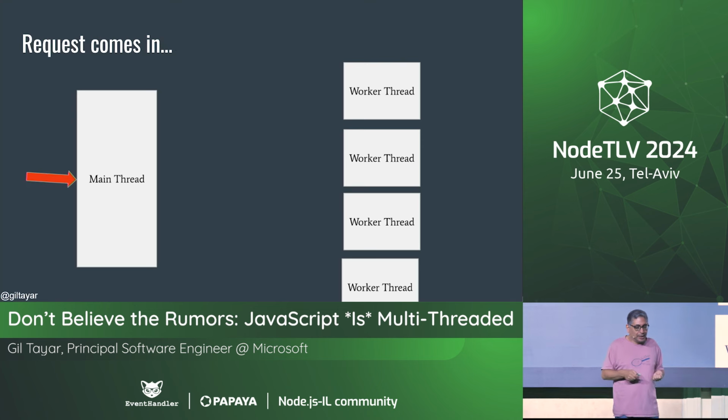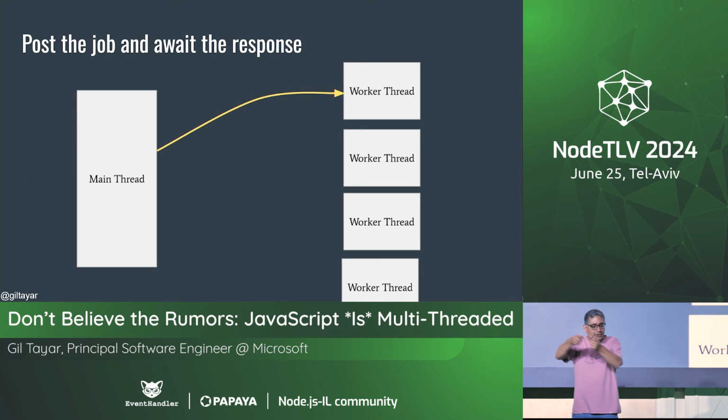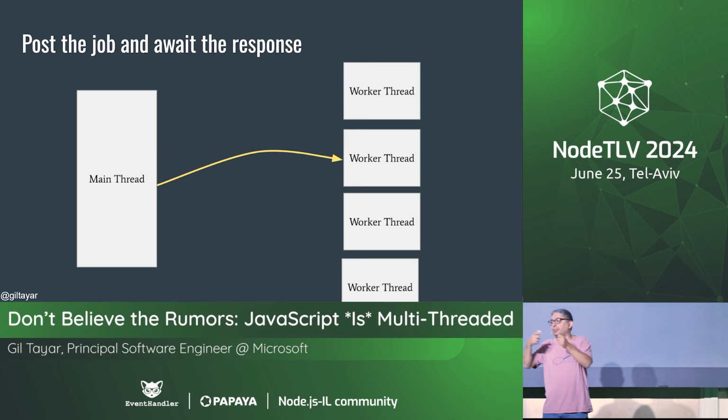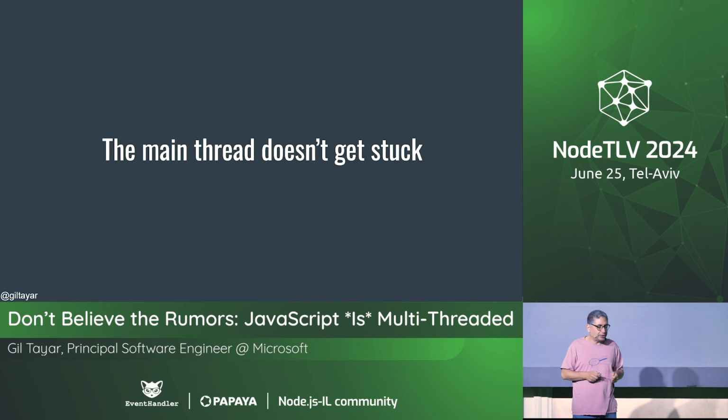Because when a request comes in, the main thread posts the job and awaits the response. And because it's asynchronously awaiting, it can handle other requests. When another request comes in, it posts the job to the next thread, etc., etc. And the main thread doesn't get stuck, almost. Why would it get stuck? Because maybe all threads are working at the same time.